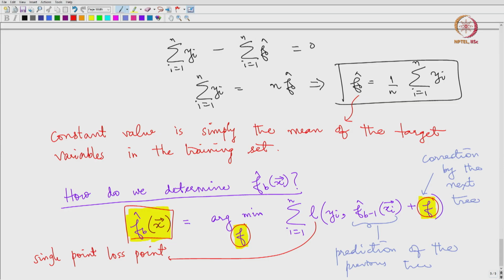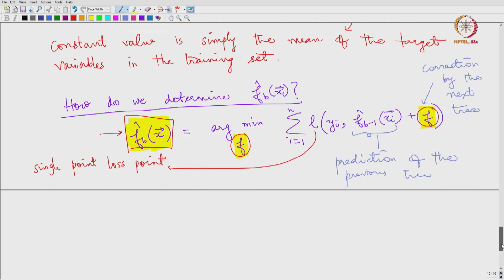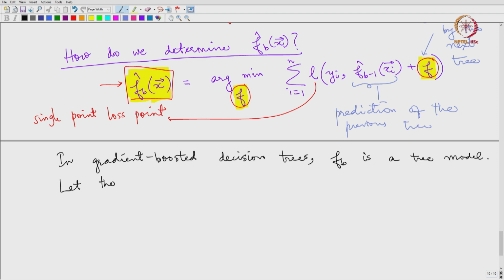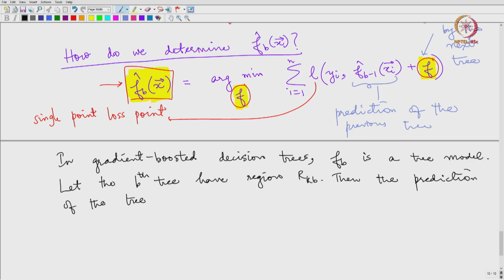Okay. So, where do we reach now? So, now we have to write down how we can express this f hat b in terms of the residuals by training the decision tree. So, let us see how that can be done. So, in gradient boosted decision trees, each correction f b is a tree, it is a tree model. So, let the bth tree have regions R_kb, then the prediction of the tree can be written as follows.